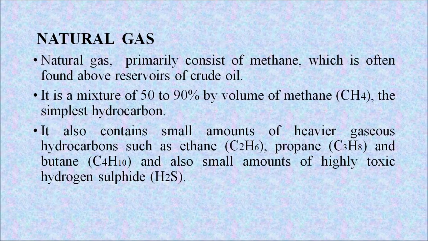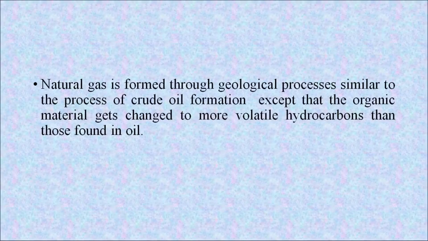Natural gas. Natural gas primarily consists of methane, which is often found above reservoirs of crude oil. It's a mixture of 50 to 90% by volume of methane, the simplest hydrocarbon. It also contains small amounts of heavier gaseous hydrocarbons such as ethane, propane and butane, and small amounts of highly toxic hydrogen sulfide. Natural gas is formed through geological processes similar to the formation of crude oil, except that the organic material gets changed to more volatile hydrocarbons than those found in the oil.